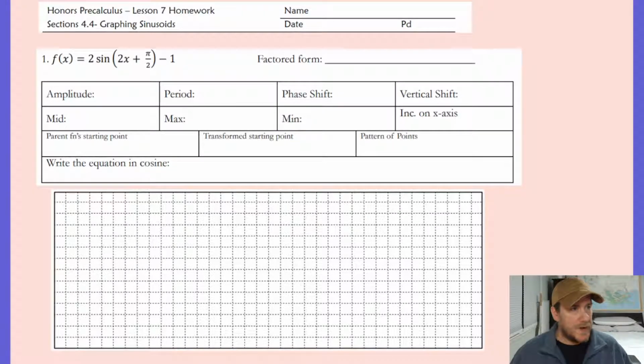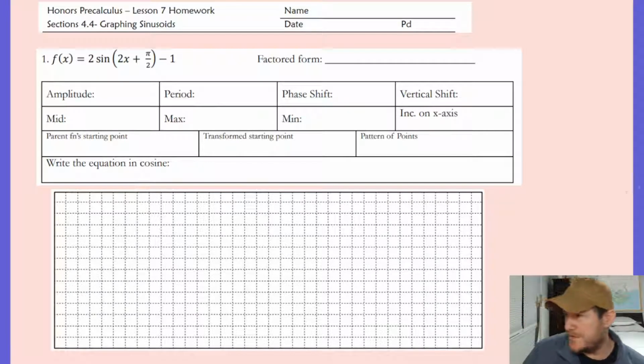Hey class, let's do the lesson 7 homework. This is the first homework for second semester. Just graphing sinusoids, which maybe you're good at already, maybe not. Let's find out. Let's start with the first one, and let's start by pulling out all the relevant info.